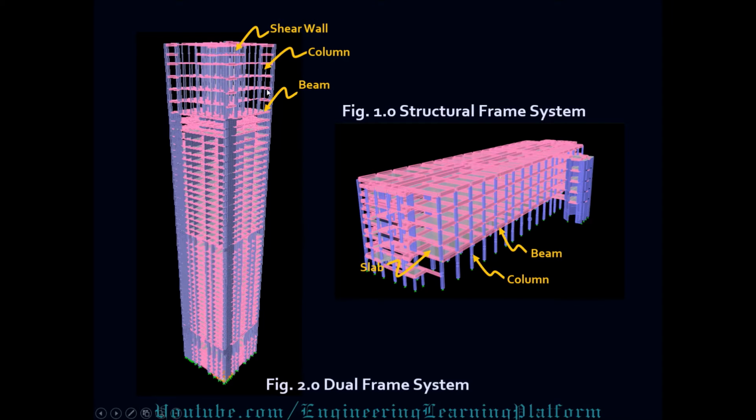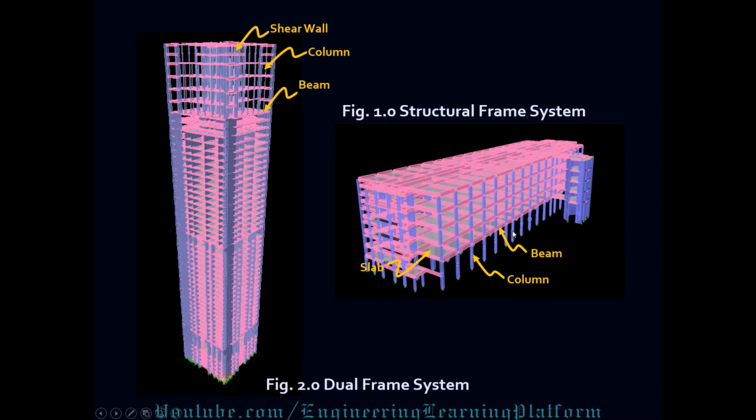So this is my figure number 2. It shows shear wall, column, beam, and similarly this is a structure which has a lesser height and a higher width. The beams, columns, slab.